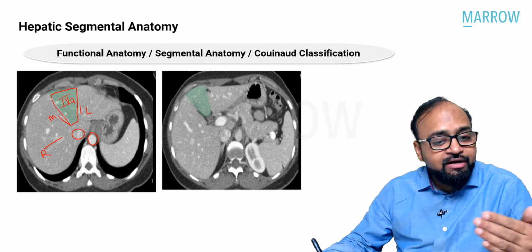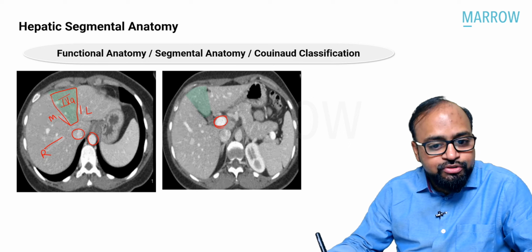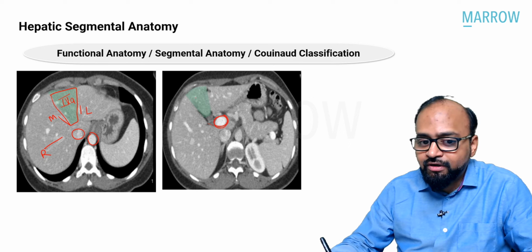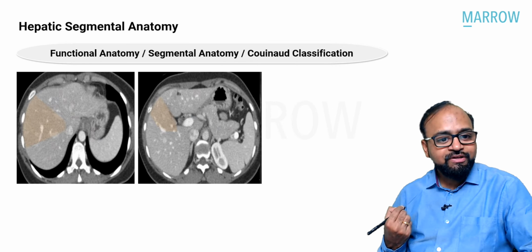The same part lies at a lower level, right? Because here the portal vein is seen, it is at a lower level. So this is going to be segment 4B, right?